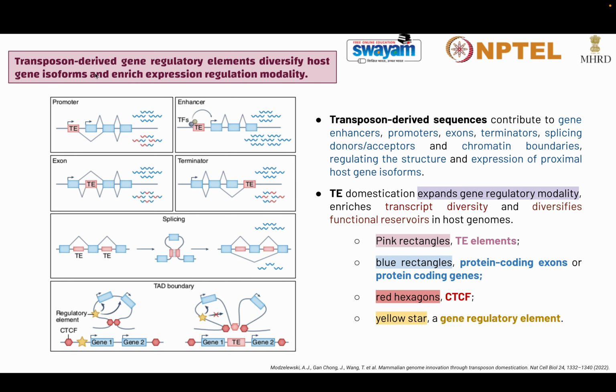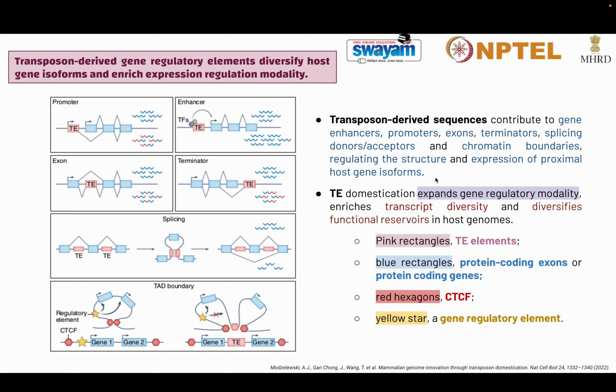In this paper, they have identified that these transposon-derived gene regulatory elements diversify host gene isoforms and enrich the expression regulation modality. In this figure, you can see that the pink rectangles represent the transposable elements, and these transposon-derived sequences contribute to gene enhancers. Transposons can also contribute to promoter regions, exons, terminators, splicing acceptor or donor sites, chromatin boundaries, or regulate the structure and expression of proximal host gene isoforms. So these are the roles of these transposons.